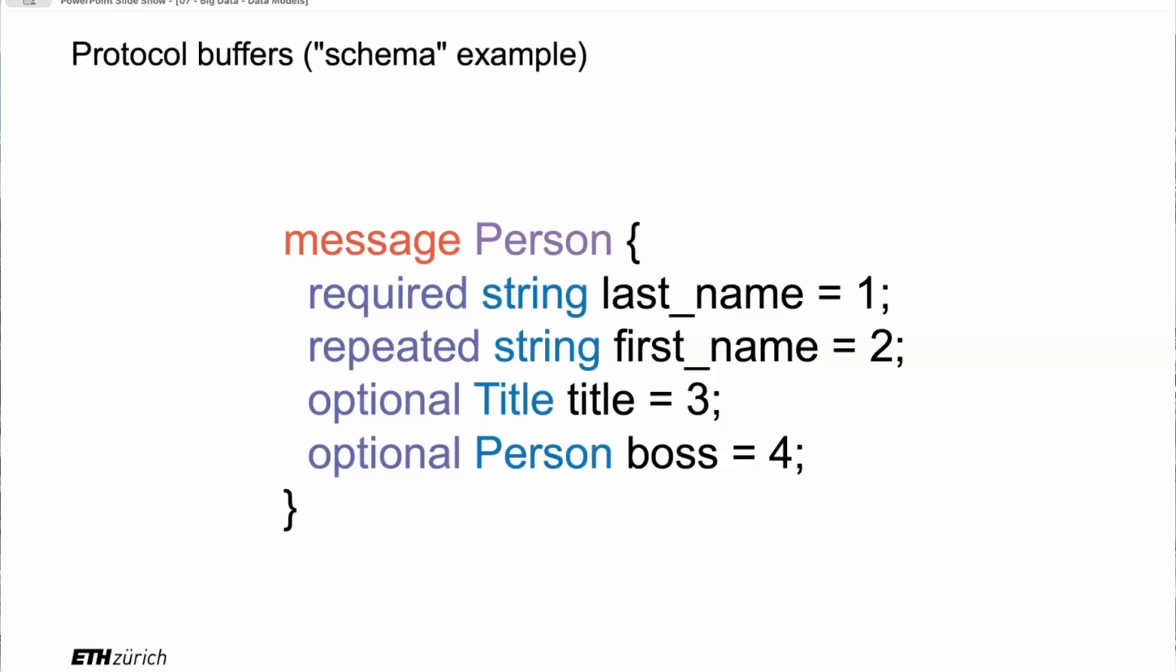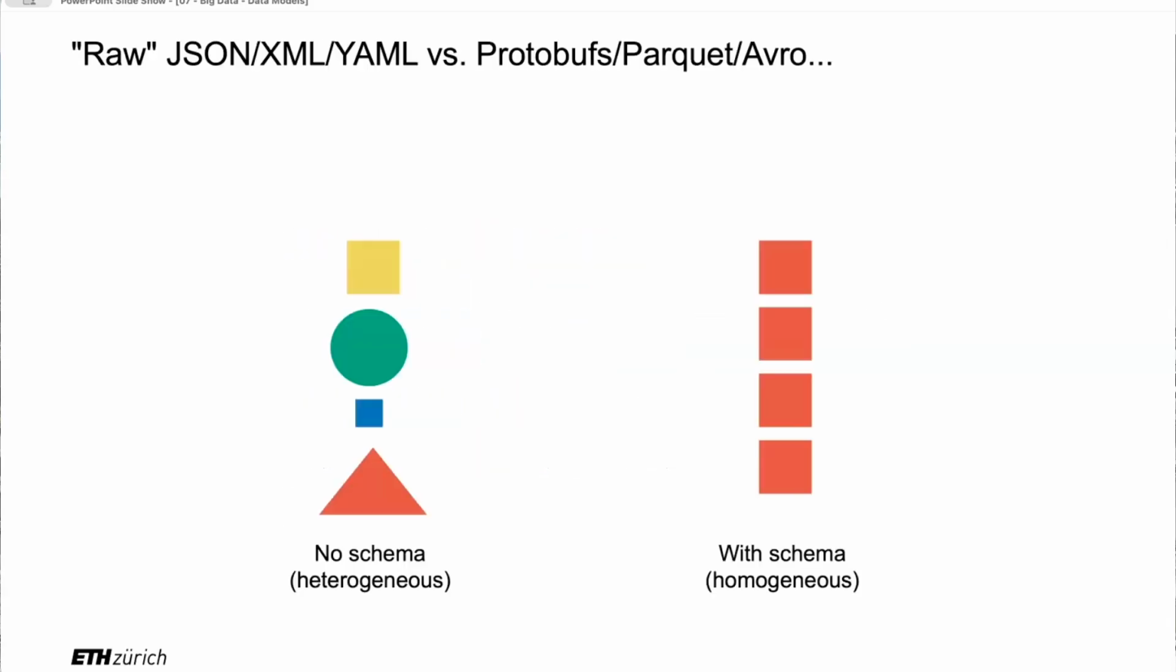And you can see here you have a structure. It's basically an object called person. Last name is required. First name can repeat. So it's a bit like in XML where you can repeat elements. Title is optional. Boss is optional. And you see that title and boss are nested. Title and persons are further object types. Just an example. That's what protocol buffers would look like.